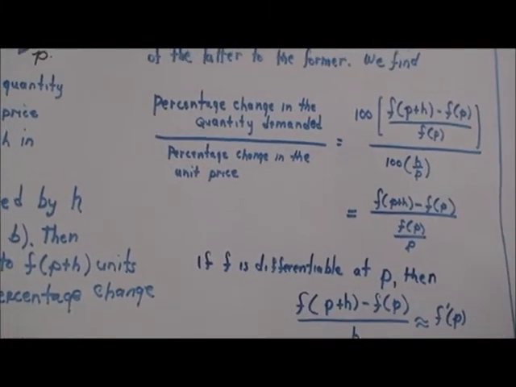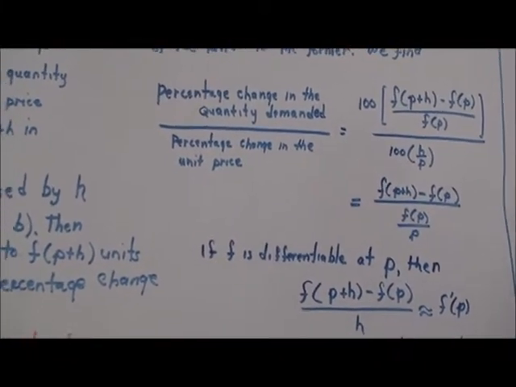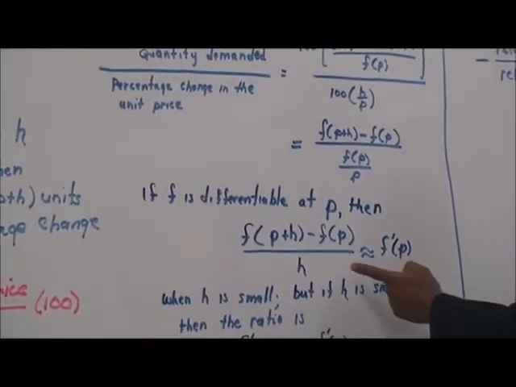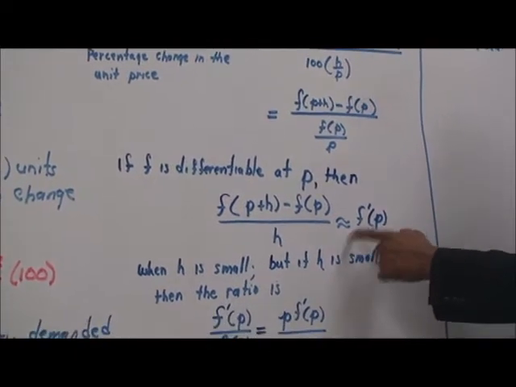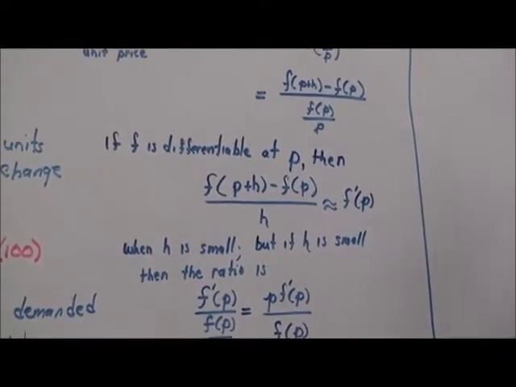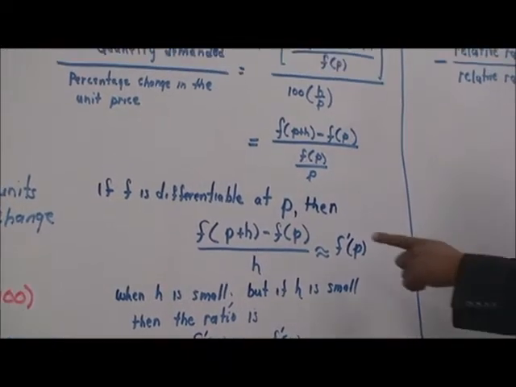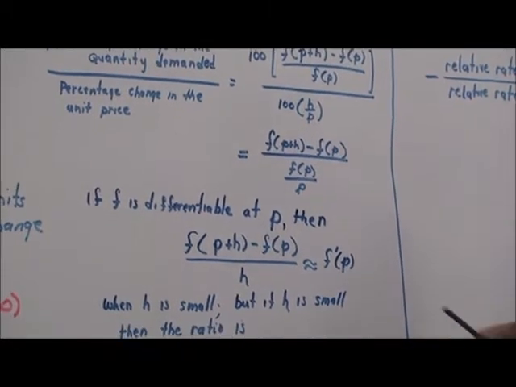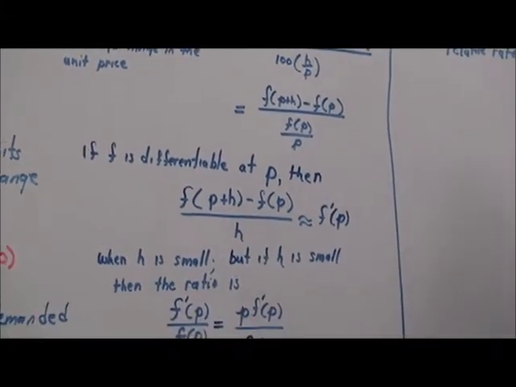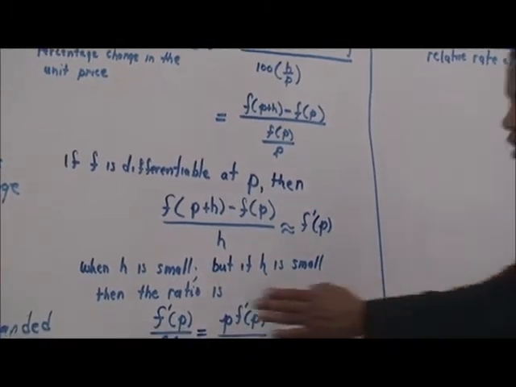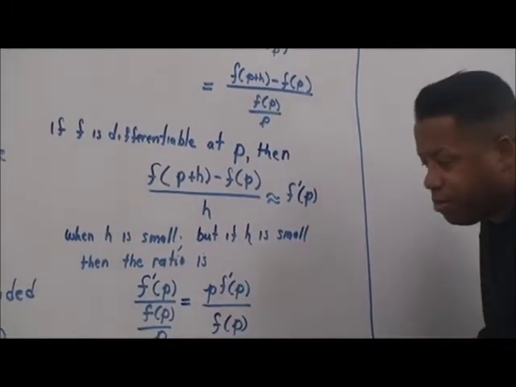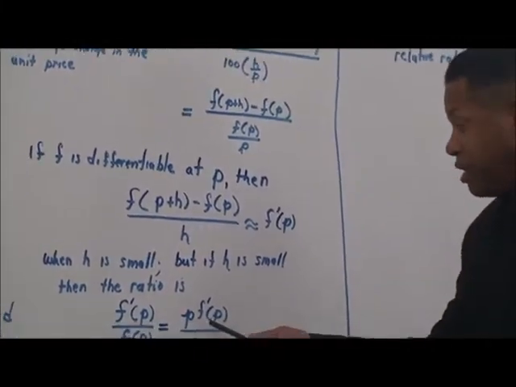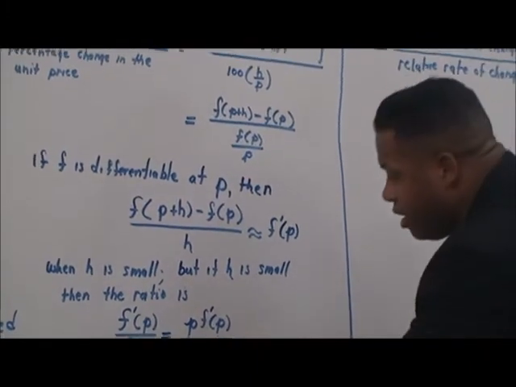As we continue on to simplify this expression, we see that if f is differentiable at p, then this is the expression that we'll get right here in this line. f of p plus h minus f of p divided by h is approximately f prime of p, as you see, when h is small. Then the ratio looks like this: f prime of p divided by f of p divided by p, which is equal to p times f prime of p divided by f of p.